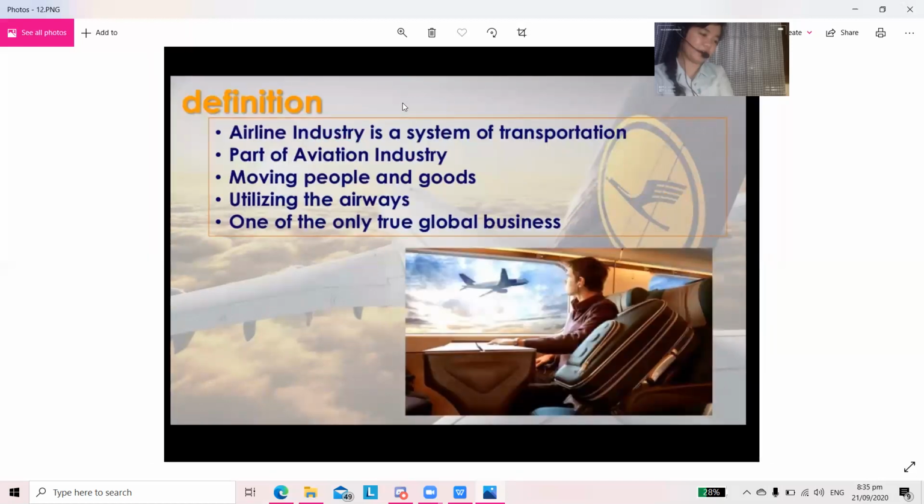If you are going to define the airline industry, it is a system of transportation. It's part of the aviation industry. It involves the moving of people and goods. When we talk about aviation or the airline industry, sometimes we think of passengers, but it can also cater to cargo. It utilizes the airways and is one of the only true global businesses. They say it's quite safe to travel by air because there are only few recorded accidents. At the same time, you reach your destination faster compared to land travel.